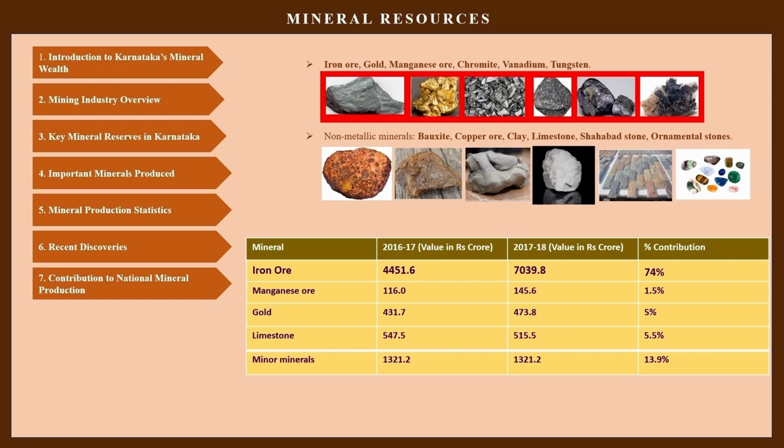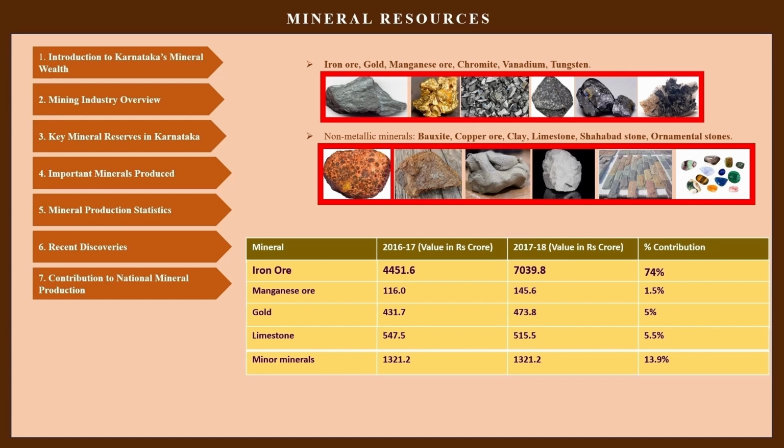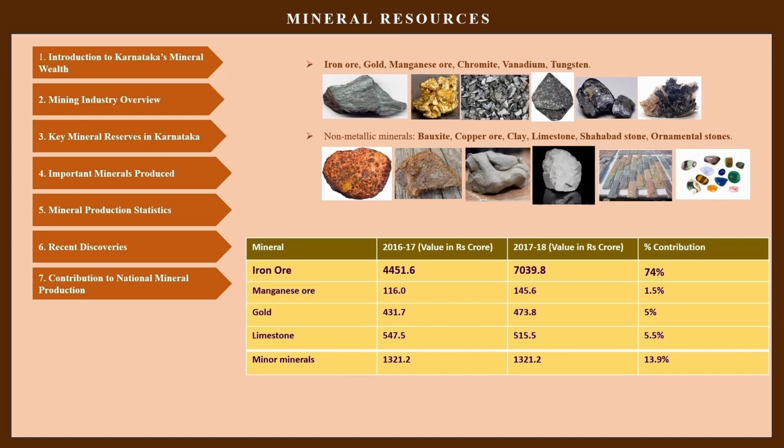And some of the non-metallic minerals produced in small quantity are bauxite. The first one, the red color, is bauxite, followed by copper ore, followed by clay, limestone. We have rich limestone resources, however, I'll show you the stats as well. Followed by Shahabad stones and ornamental stones. These are non-metallic minerals that are found in Karnataka. So the first row is the metallic minerals, the second row is the non-metallic minerals.